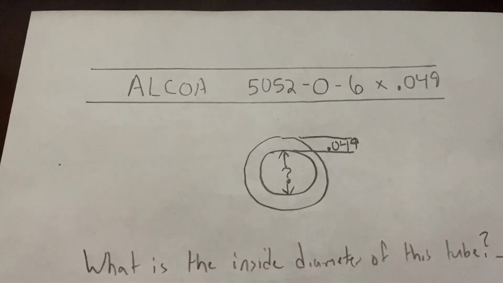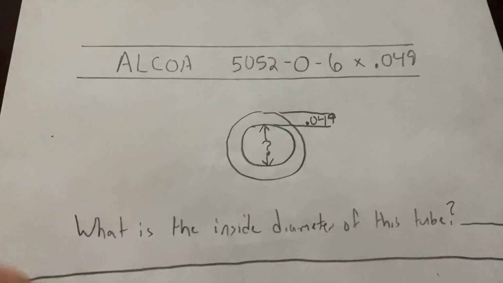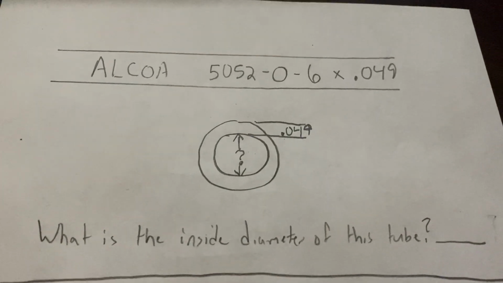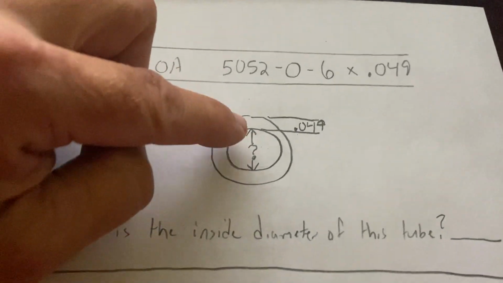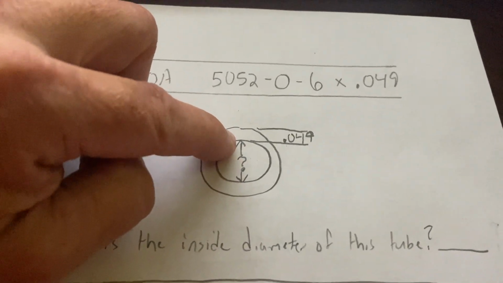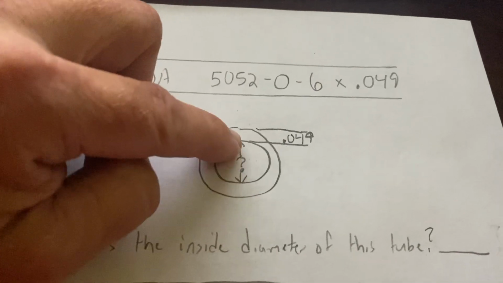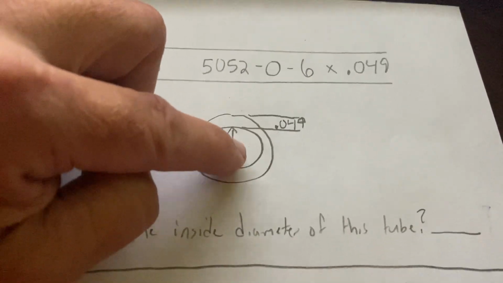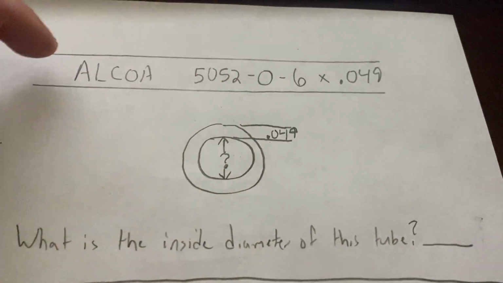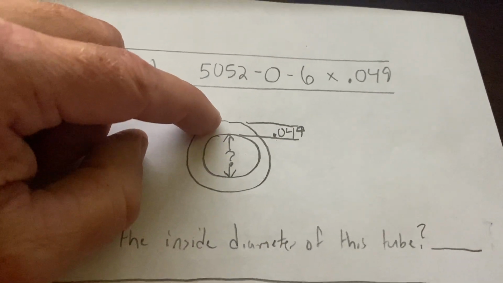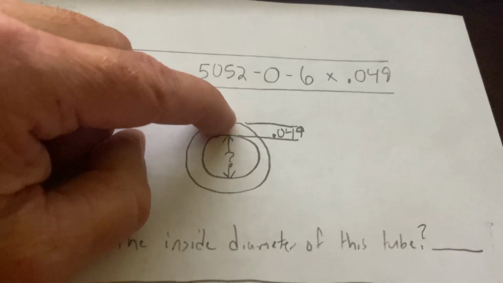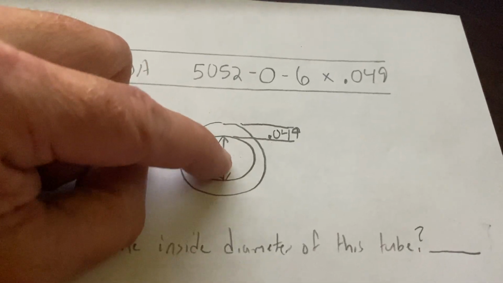What we're going to do is use this information to solve for the inside diameter of the tube. So what does the inside diameter mean? If you were able to take a measuring device and measure the inside of the tube. This is an end profile of the tube, looking at it from the end view. The wall thickness is 49 thousandths. The inside diameter is what we're trying to solve.